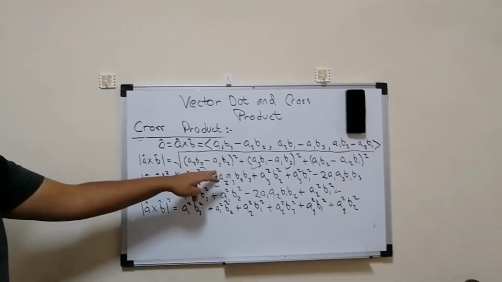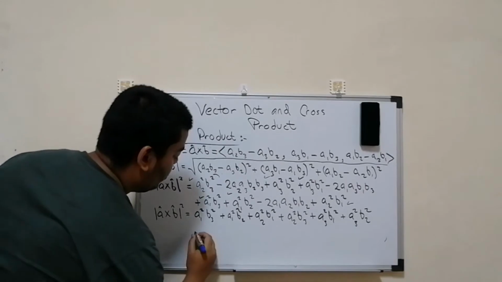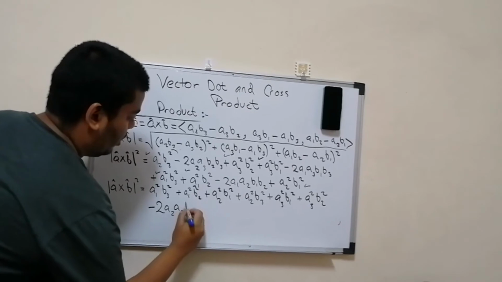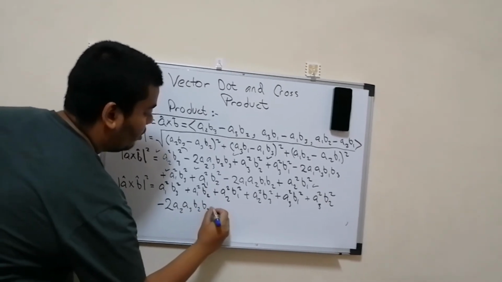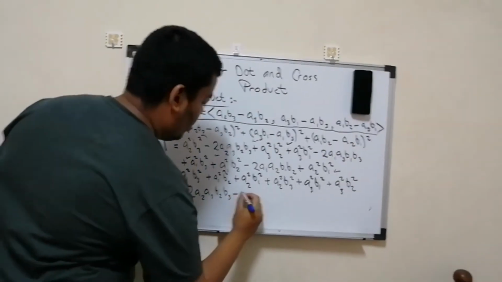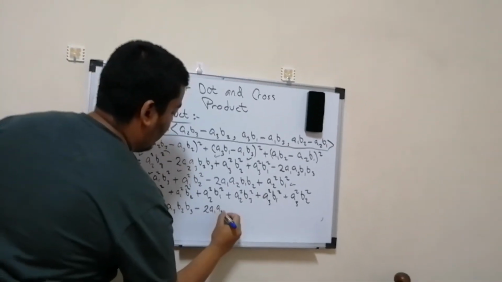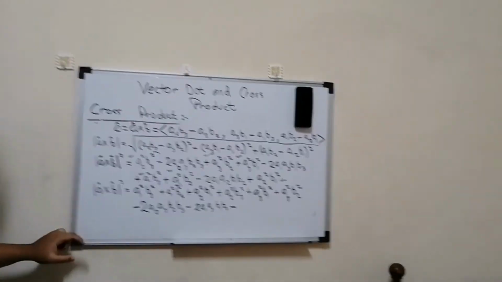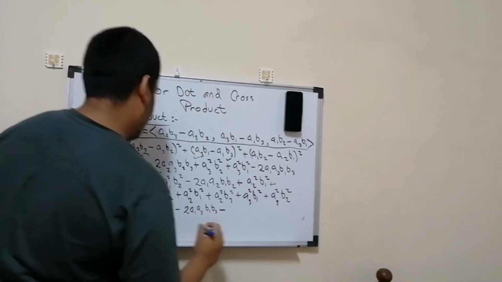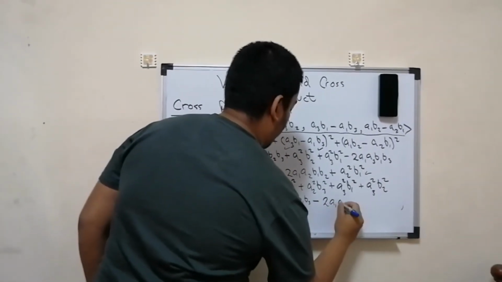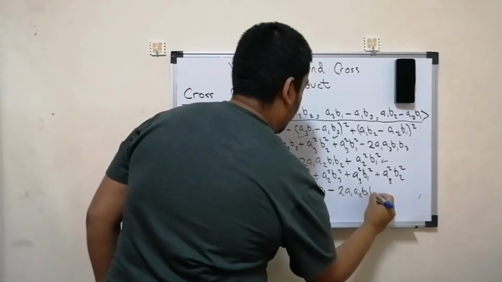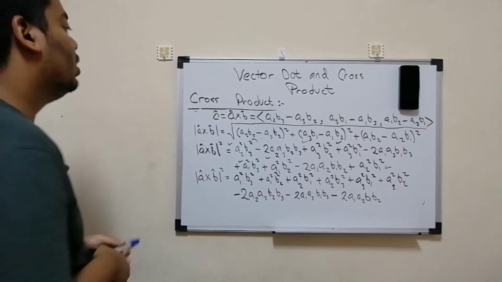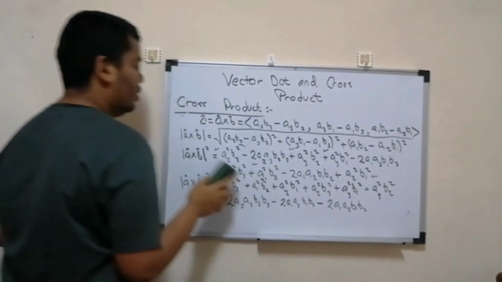Now let's write the terms similar to these next to them. We will have 2 A2 A3 B2 B3, negative 2 A1 A3 B1 B3, and negative 2 A1 A2 B1 B2. Okay, now I'll remove the top part so we can continue.